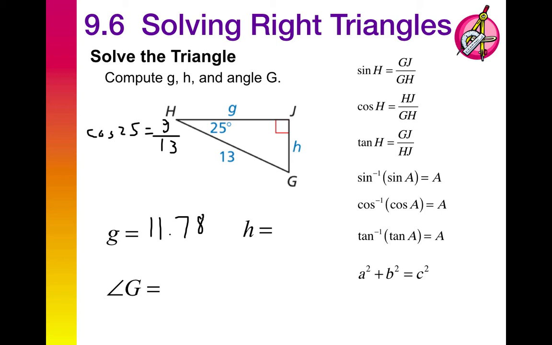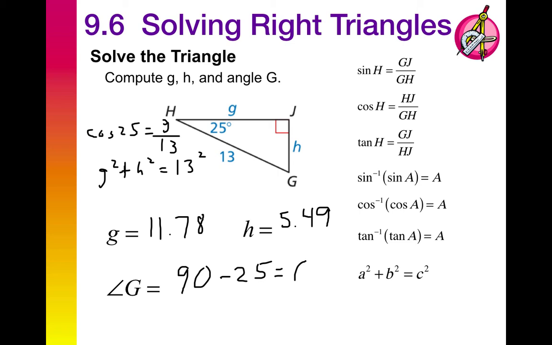Then to come up with H, we're going to be using the Pythagorean theorem down here. So all I have to do is just plug in the G squared plus H squared equals 13 squared. And then I come up with what H is. And H is going to be approximately 5.49 after you work out that equation. To find angle G, that's not hard, because all we have to do is say we have the complement of 25, so 90 minus 25, and that's going to give us 65 degrees. So that's how we compute all the different angle and length measures of this right triangle.